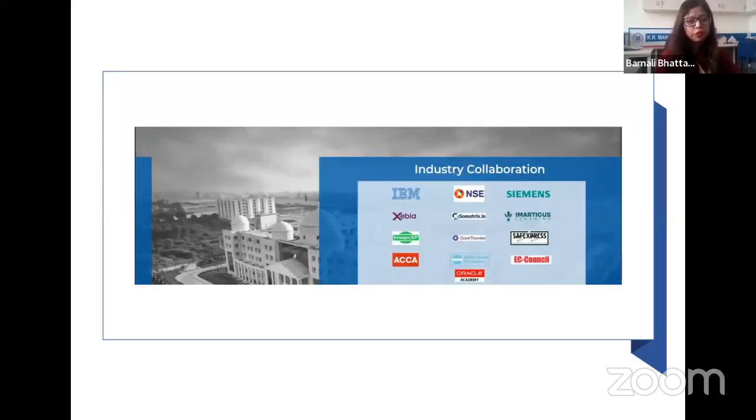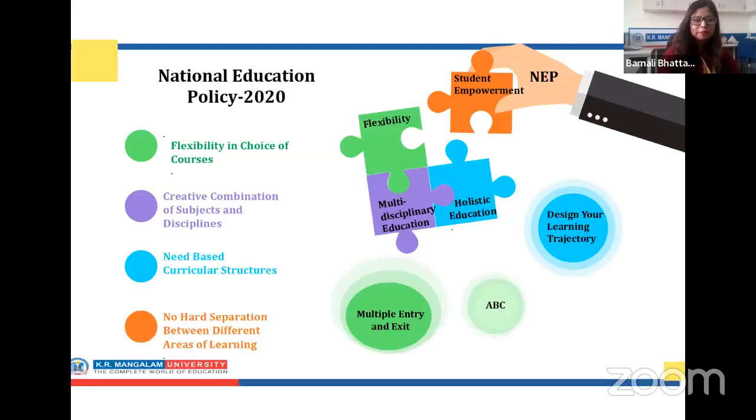This is what I was talking about. We have industry collaboration, as you can see. You name it, we have it. We have IBM, we have the National Stock Exchange, we have Siemens. We have industry collaboration with all these industry giants, so there will be no looking back if you join Mangalam University.